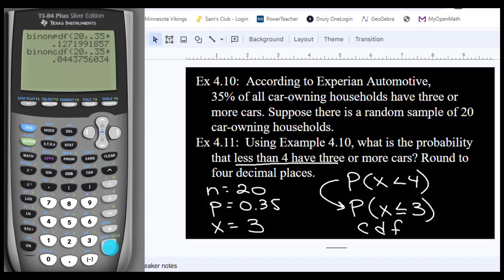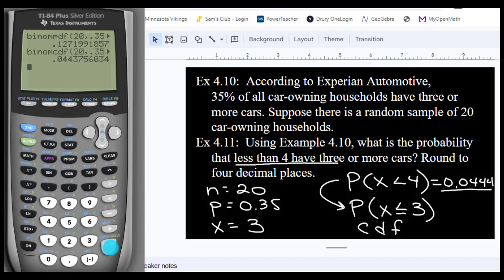We hit enter, and we get that the chances are, now let's write down what our probability is, it's right here, actually I already did it. Probability of X being less than 4 is 0.0444.